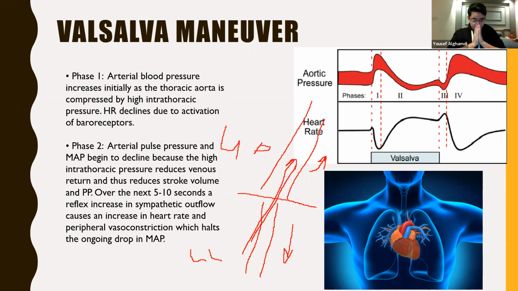Another thing sympathetic does is that it constricts your blood vessels, venoconstriction and vasoconstriction. So when you constrict your veins, the blood will be pushed up, right? So the heart is trying to compensate for the decrease in mean arterial pressure and pulse pressure. Okay? Does that make sense?